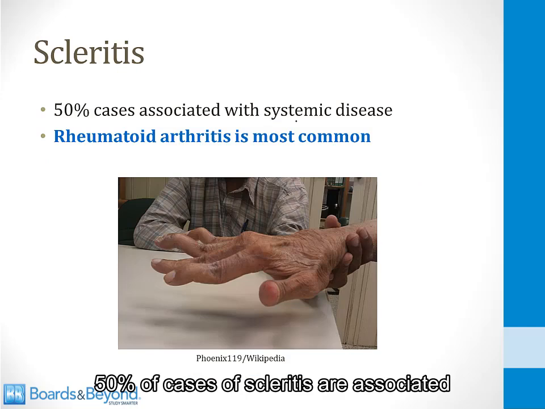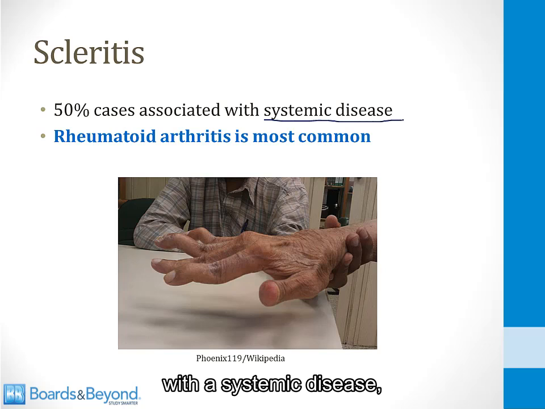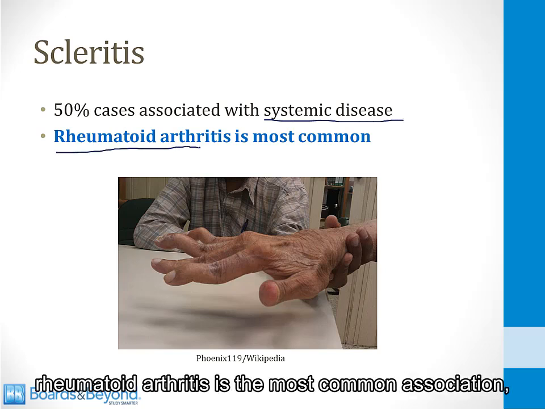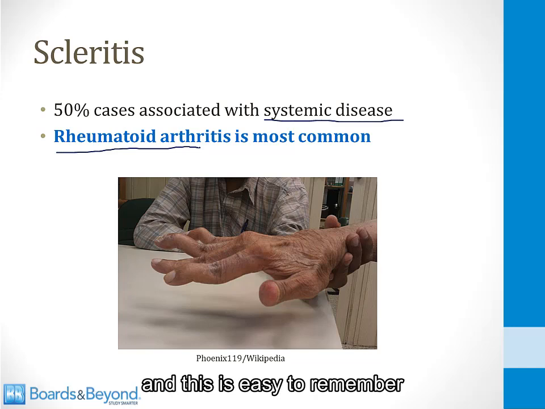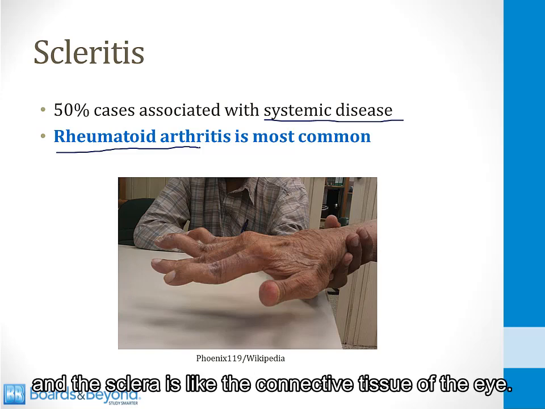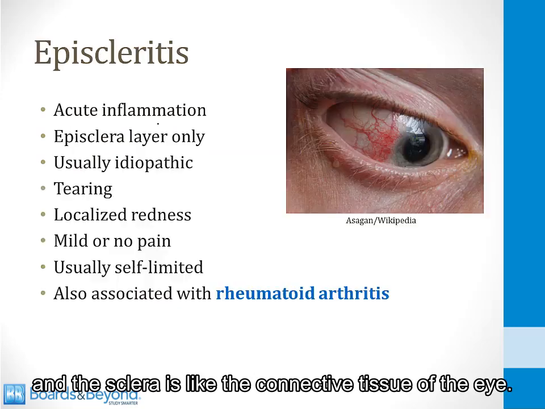50% of cases of scleritis are associated with a systemic disease, and among all the associated conditions, rheumatoid arthritis is the most common association. And this is easy to remember because you know rheumatoid arthritis affects connective tissue, and the sclera is like the connective tissue of the eye.